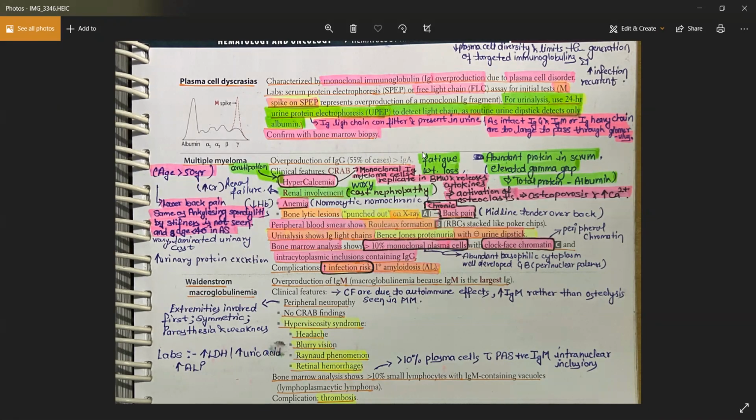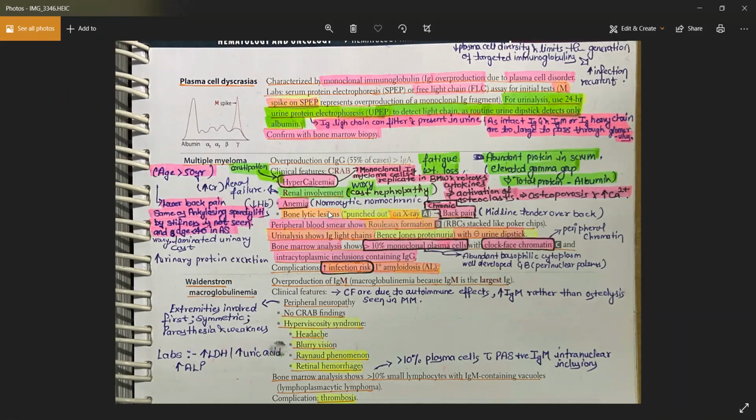Sometimes IgA could also be involved. Because the tumor is involving the bone marrow, the cells will release cytokines, and that will cause the destruction of the bone. So what you will have is lytic bone lesions, and because of that, you will have bone pain like back pain. That back pain cannot be relieved by NSAIDs or by any position change.